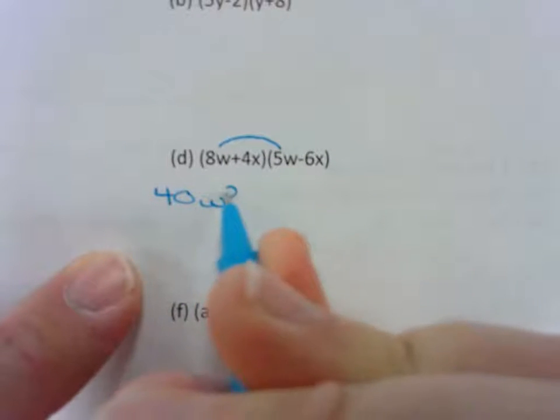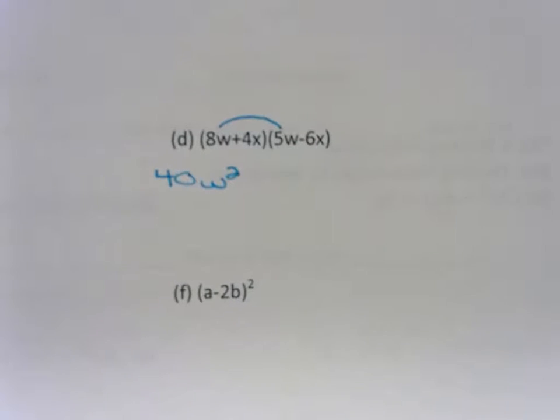40w squared. So that is multiplying the first two terms together, 8w times 5w. Now I'll go through FOIL. I multiplied the first two together. Now I'm going to multiply my outside two.